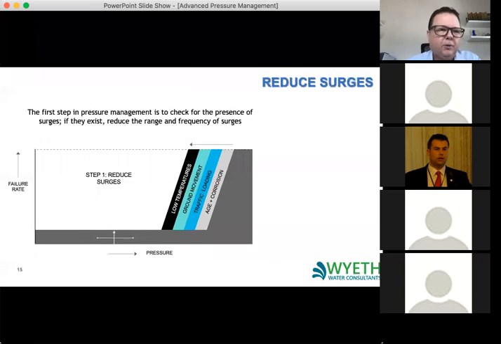So the first thing that we need to do is to actually try to reduce the surges. We need to identify those surges using transient loggers to try and find out where our surges are, and then try to fix the problem. If it's a pump, we can do that. If it's a valve, we can do that. If it's a reservoir opening and closing too fast on the inlet, then we can fix that as well. But we need to know where the problems are before we can start to fix them.